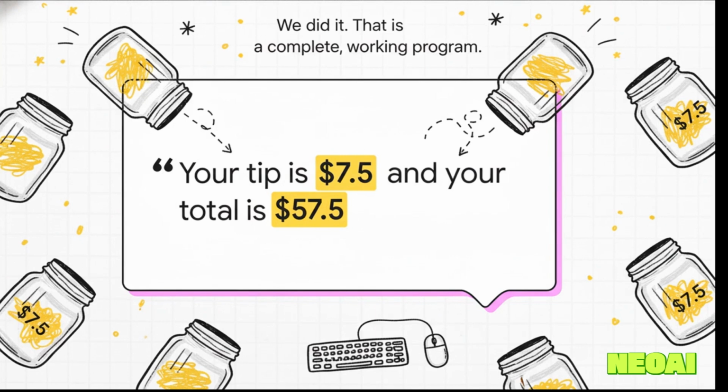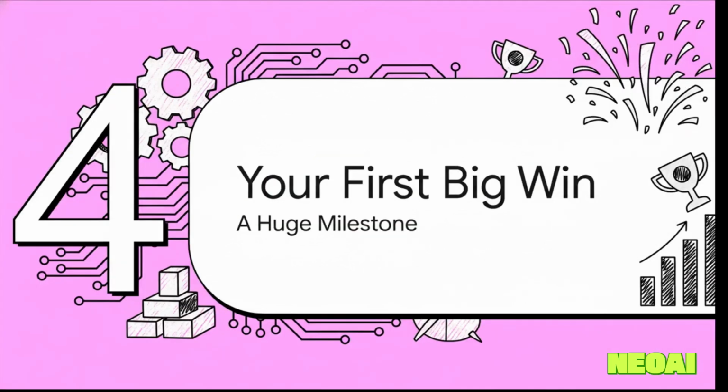And, drumroll please, here is the final result. When we hit run on our program, this is exactly what pops up on the screen. It pulled the numbers right out of the jars and built a nice clean sentence for us. And just like that, you've built a real working program. Seriously, congratulations.